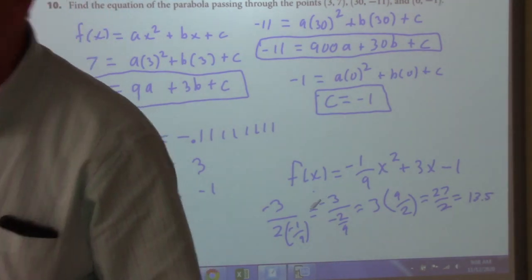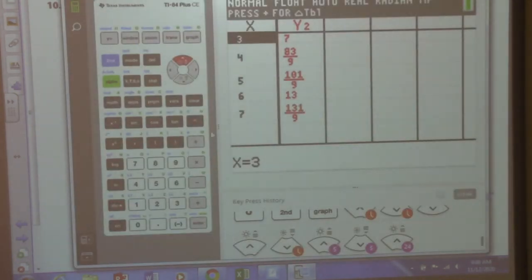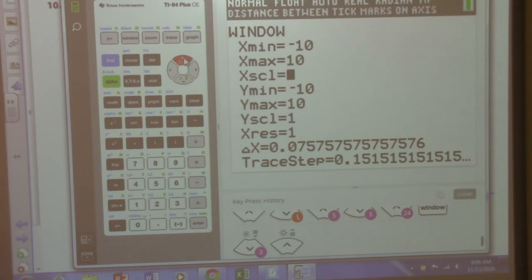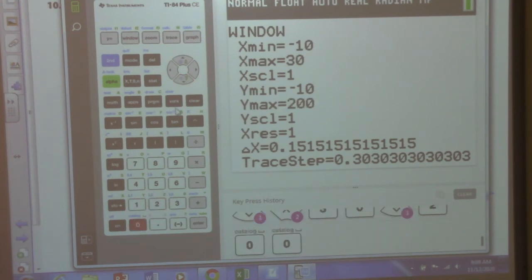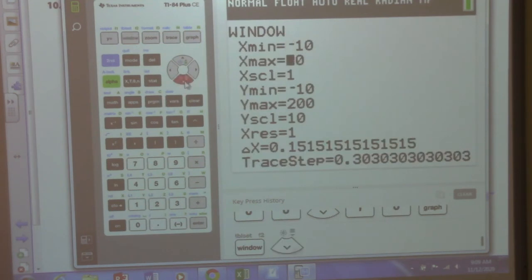Let's adjust the window and see if we get an axis of symmetry there. Go to graph, go to window. I'm going to put 30 here for X max. Y max is going to be really high, I think. I'll put 200 here by 10. This is just a guess. It was not nearly as high as I thought it would be, so I'll just go to 30 by 1s.